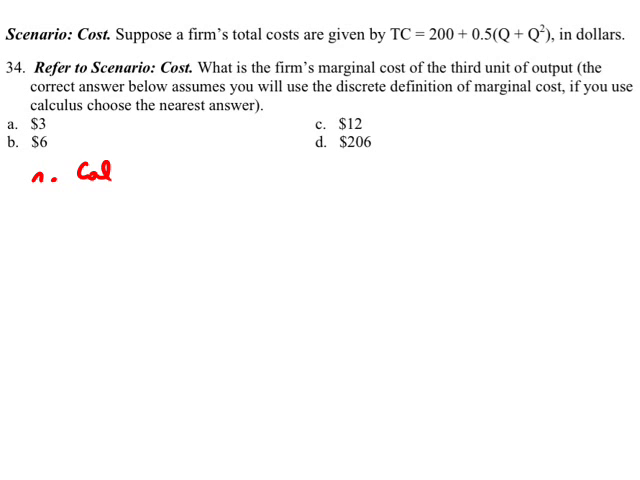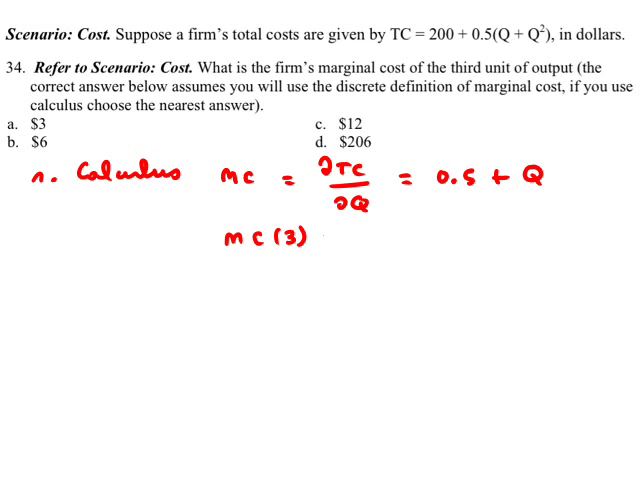First way, calculus. To do that, you need to know that the marginal cost is the derivative of the total cost. And you know that it is 0.5 plus Q. So once you have this marginal cost curve, you just need to replace Q by 3 and you get 3.5. If you look at the possible answers, the nearest answer is A.